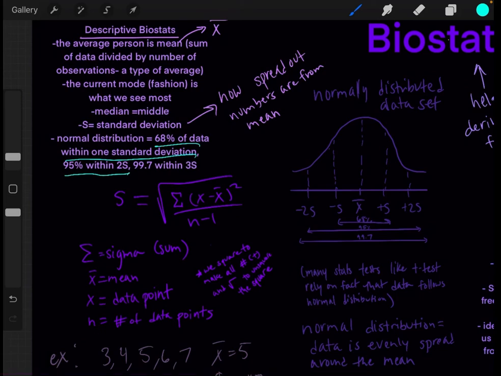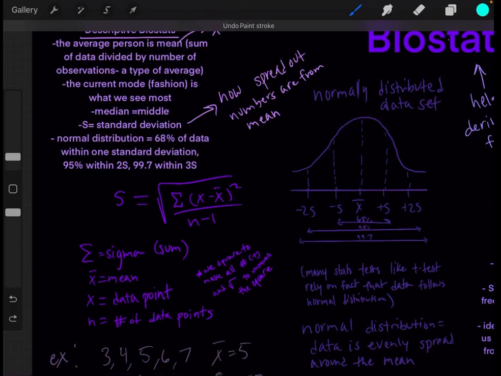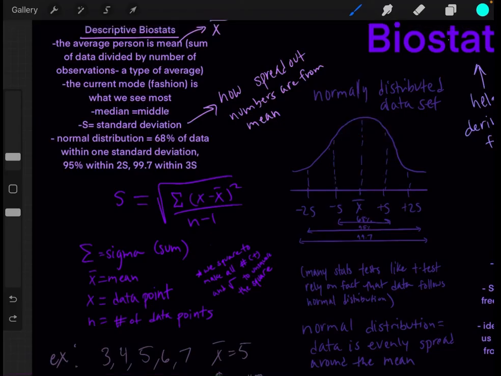95% will fall within 2 standard deviations, and then 99.7% of the data will fall within 3 standard deviations. So you can see that here. Here's 68% of our data, and it all falls within 1 standard deviation, which we can calculate from this formula. So plus 1 standard deviation or minus 1 standard deviation.